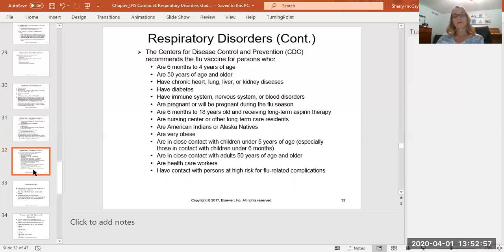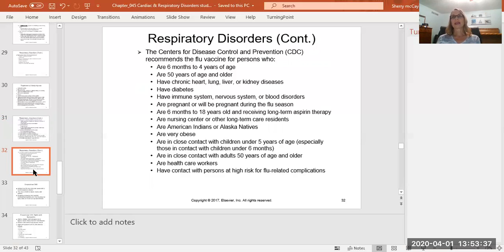All right, so the Centers for Disease Control, CDC, recommends the flu vaccine for persons who are 6 months to 4 years of age, are 50 years of age and older. They recommend it for people who have chronic problems like heart, lung, liver, and kidney disease, somebody who has diabetes, if you have immune system, nervous system, or blood disorders, are pregnant or will be pregnant during the flu season, are 6 months to 18 years old and receiving long-term aspirin therapy.